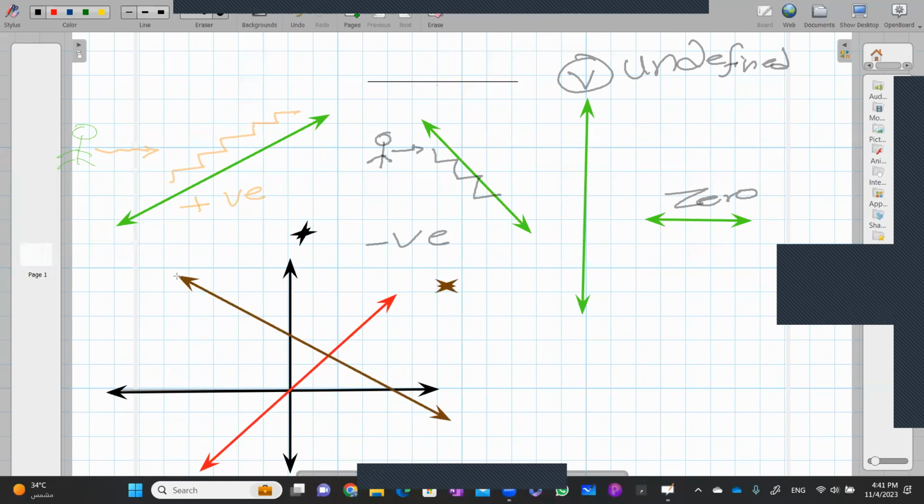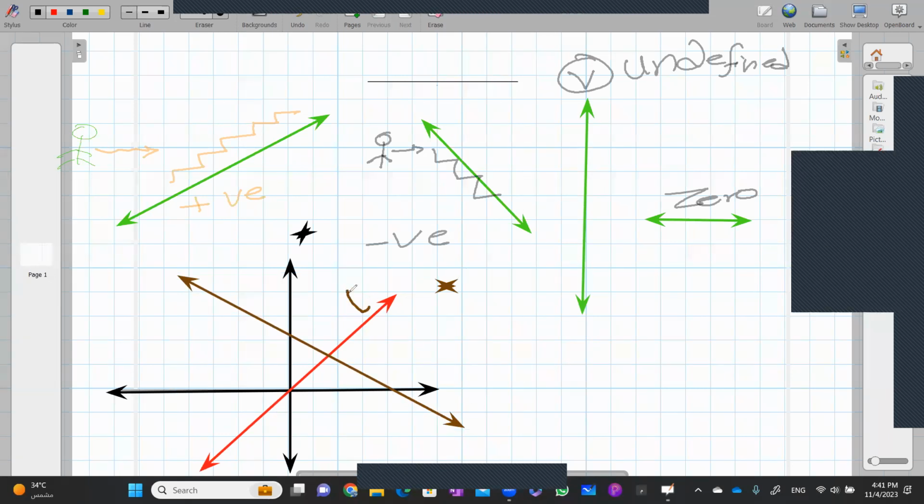And this line is a non-proportional relationship. This brown one is a non-proportional relationship because it's not passing through 0. Then this is a proportional relationship, and this is non-proportional because it's not passing through 0, and this is b. B here is not equal to 0, but b here should be equal to 0 because it is a proportional relationship.